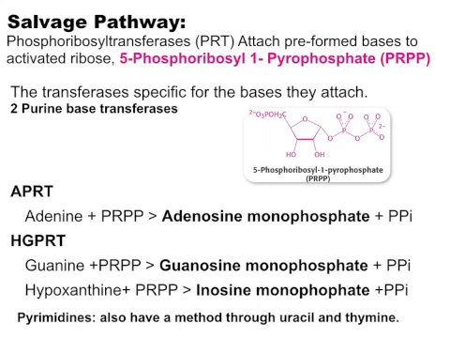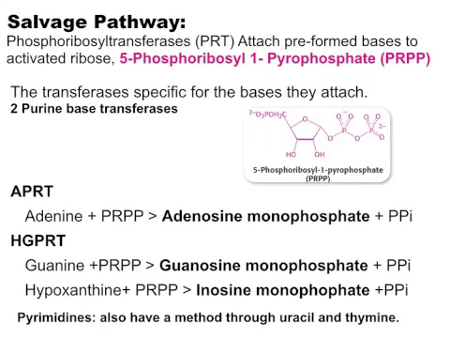The salvage pathway relies on phosphoribosyl transferases, abbreviated PRT. These attach a preformed base that can be scavenged either from endogenous nucleotide breakdown or from the breakdown of dietary nucleotides. We scavenge the base and we add it to the activated ribose platform, PRPP. Now, the transferases are specific for the types of bases that they attach, and there are two major purine-based transferases.